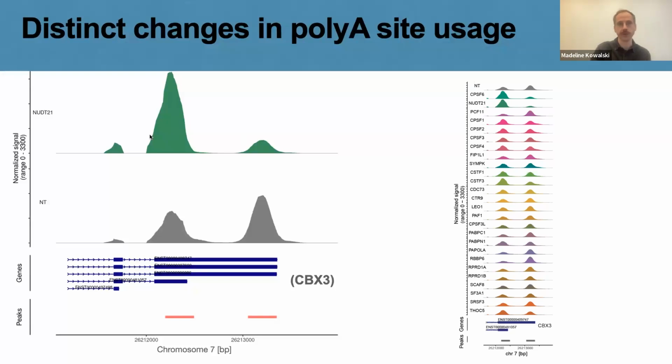And we didn't only do this, as I said, for just one gene, but we looked at all our genes and we can recover some of the known regulators, like, for example, CPSF6 and NUDT21, which both lead to shortening, and PCF11 and FIP1L1, for example, which have both been previously identified to lead to lengthening of 3' UTRs.